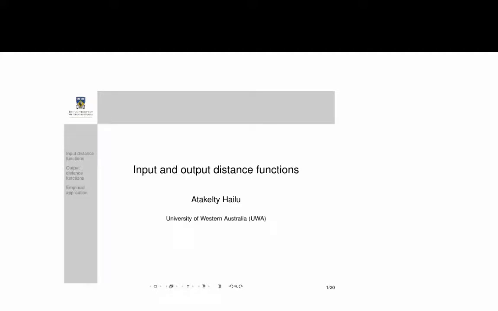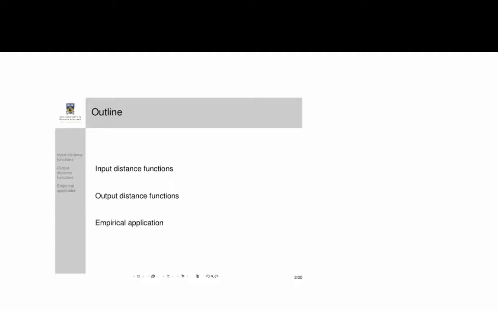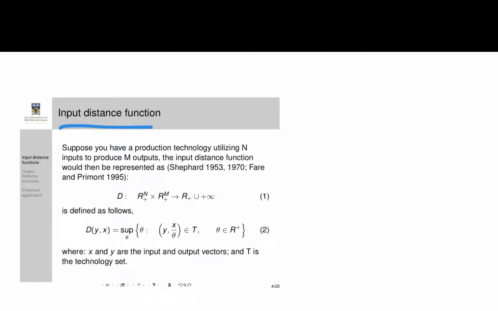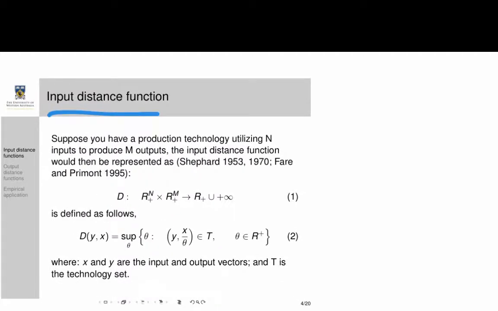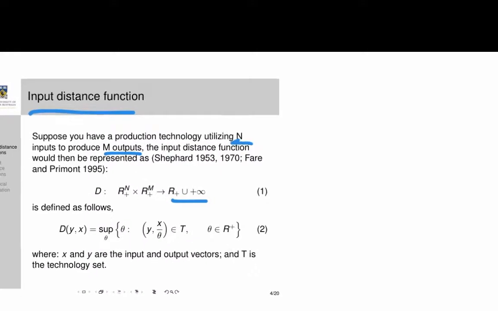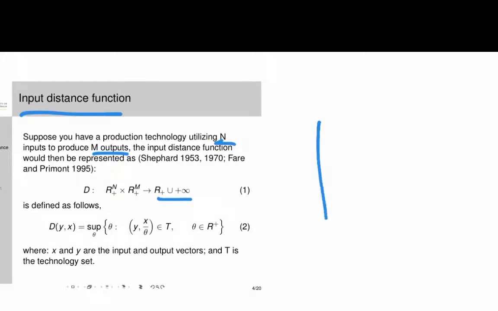In this lecture, we'll look at input and output distance functions, also look at some empirical applications and what we need to apply them. An input distance function simply translates a given vector of n inputs and m outputs into an input distance function value, and that value can be a non-negative number or positive infinity. And we'll explain what that is, but before we go there, let's first just take a simple example.